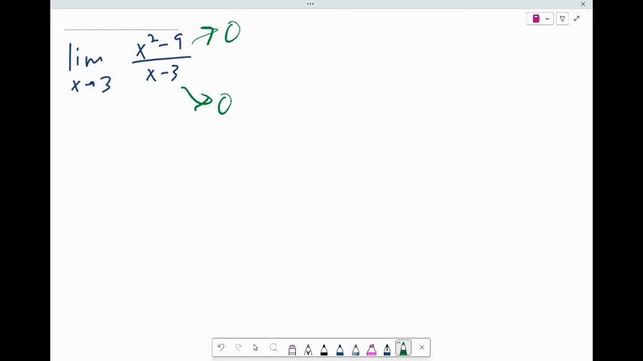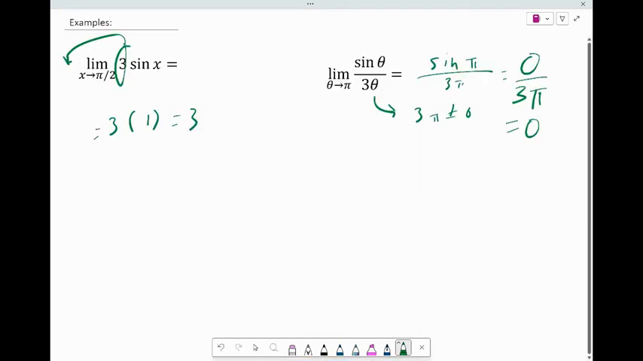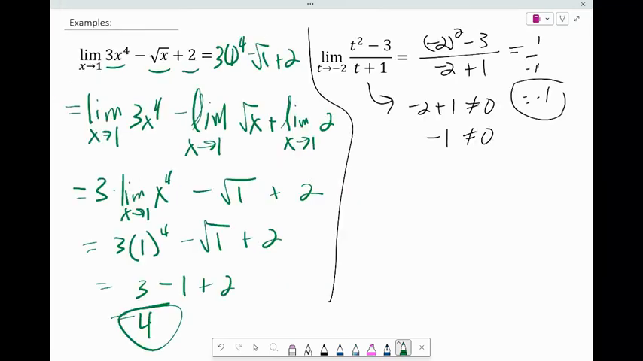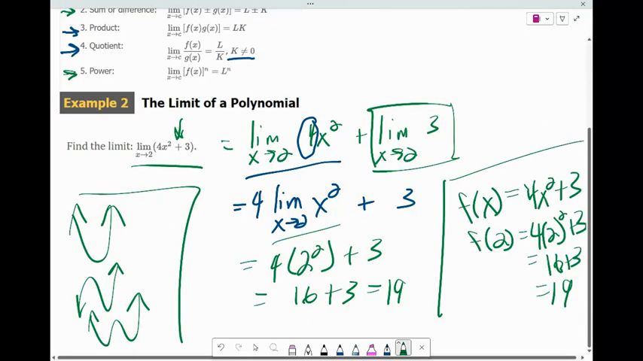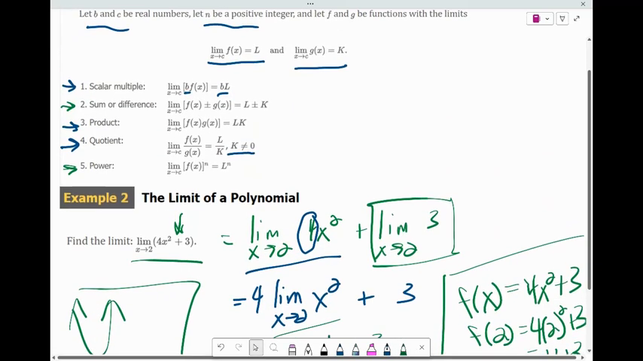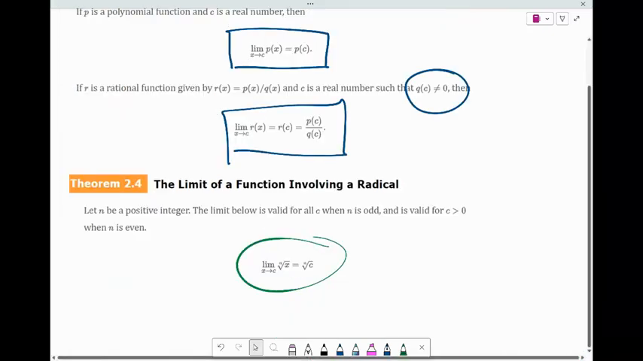But first, it's a good idea to just practice a bunch of these functions where the theorems and properties do apply, like we were looking at here. Transcendental functions, rational functions, polynomials, sums, differences, constant multiples, and properties like this.